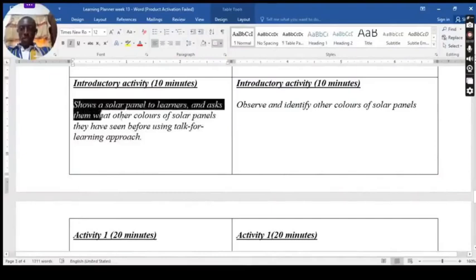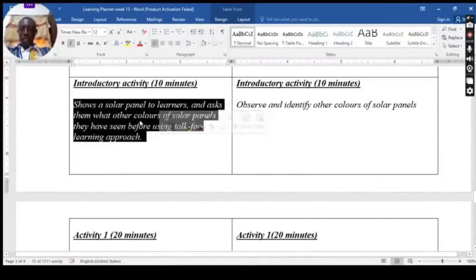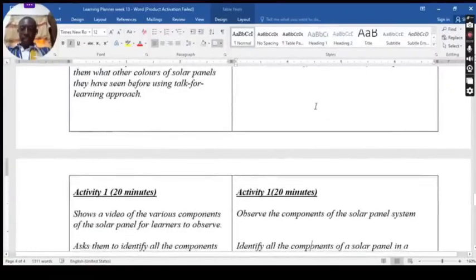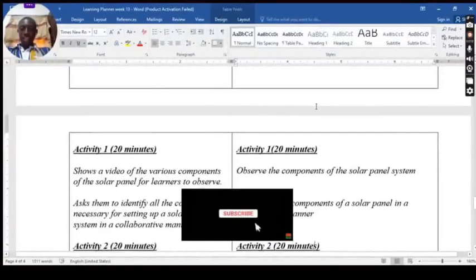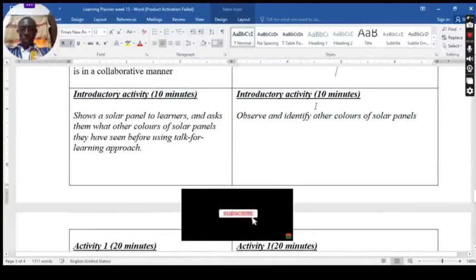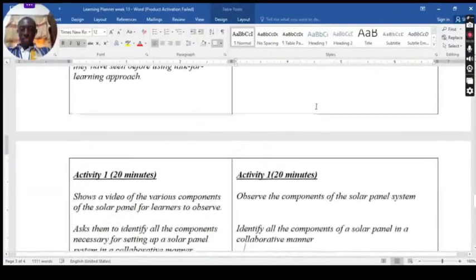So this one, teacher will show learners a type of a solar panel. Then learners will observe it and identify other colors. Solar panels come in different colors. So you show them one solar panel and the teacher asks them if they have seen other different solar panel color. So solar panel, so definitely you're talking about something about solar. So it's a continuation of the lesson 1. So it brings their mind to the topic at hand.